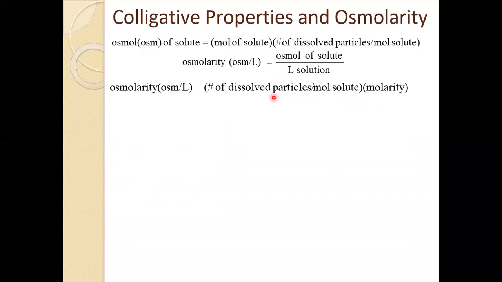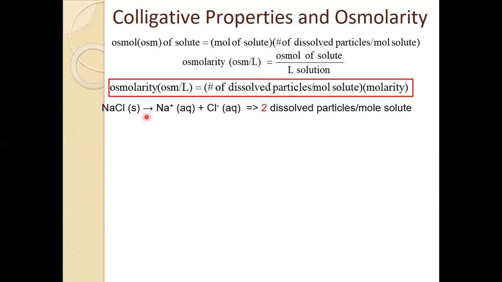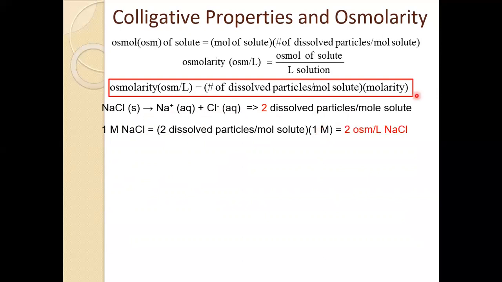We'll go through a couple of examples from the previous slide and then do some on our own. So sodium chloride breaks apart into 2 particles: 1 sodium ion, 1 chloride ion, but the important part is 2 total particles. As a result, for a 1 molar sodium chloride solution, the osmolarity would be the number of particles produced, 2, times its molarity, which is 1. So a 1 molar sodium chloride solution is the same thing as a 2 osmolar sodium chloride solution, because we just take the molarity and multiply it by the number of particles produced. So 1 molar sodium chloride gives us a 2 osmoles per liter sodium chloride solution.